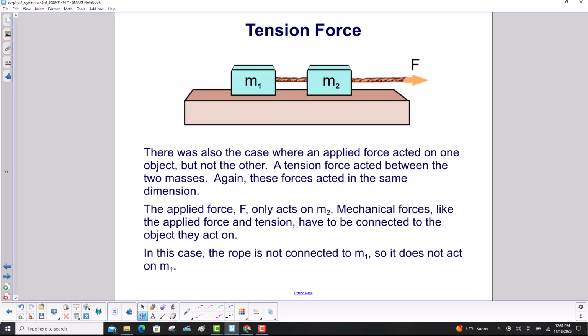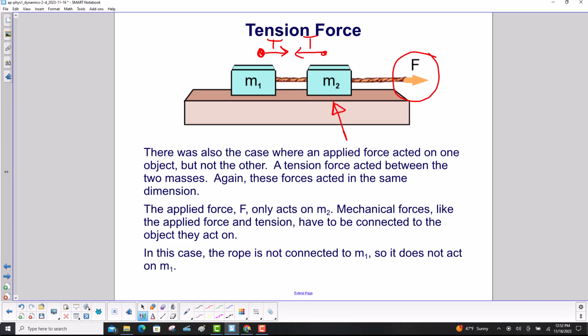There was also the case where an applied force acted on one object but not the other. A tension force acted between the two masses. So m2, I'll draw it up here, there's more room. m2 is pulling m1 in this direction with the tension force. And because of Newton's third law, we have an action-reaction pair here, and m2 is being pulled to the left by m1. And these forces are equal. They are tension forces. The applied force acts only on m2.